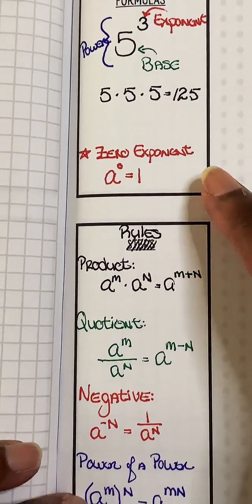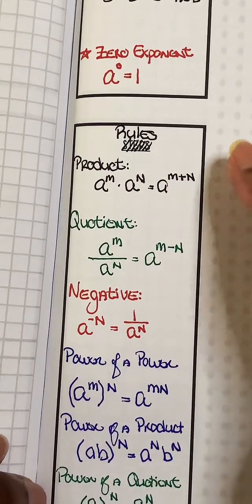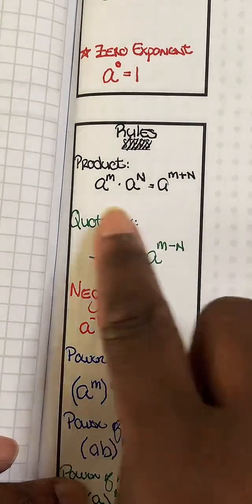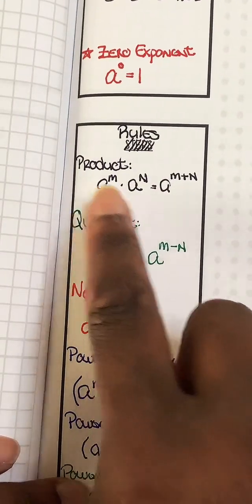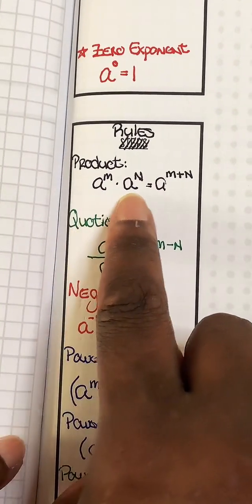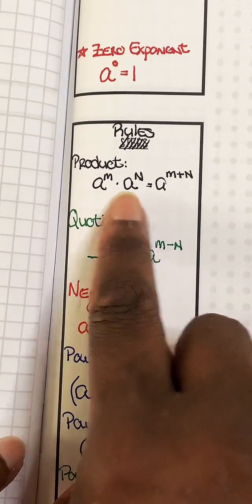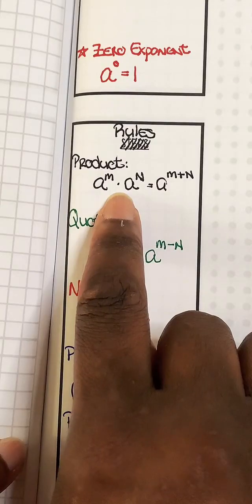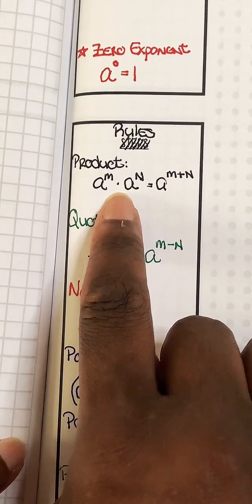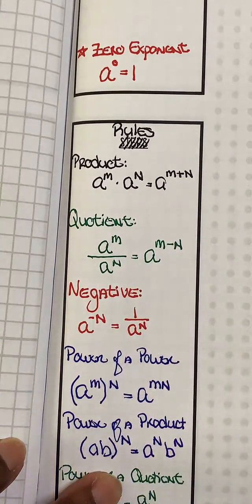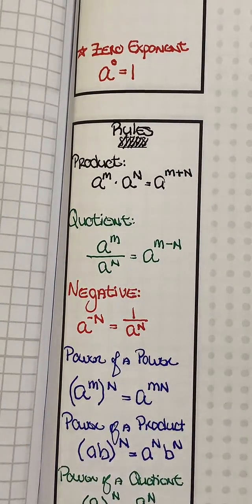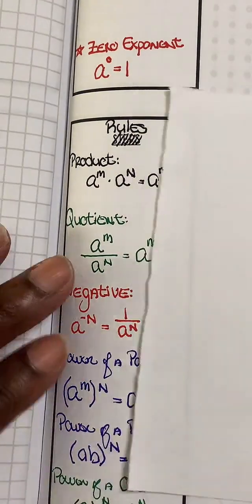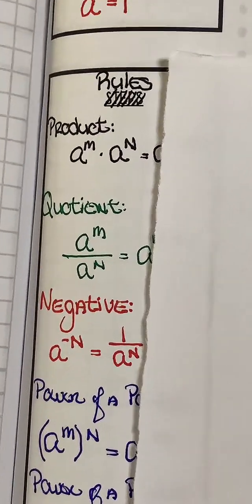Now, the other ones are what we really have to commit to memory, okay? So when we commit this to memory, a product is when you have the same base and you're multiplying. Because remember, product means multiplication. But when you're multiplying, you're basically adding the exponents. So let me put this on a separate sheet of paper just so we can get this. Let me unzoom a little bit.